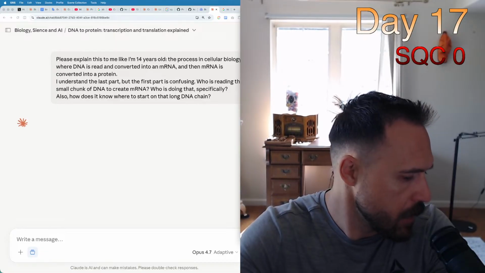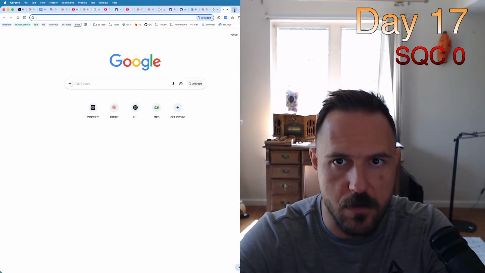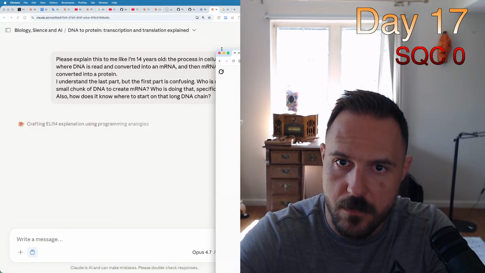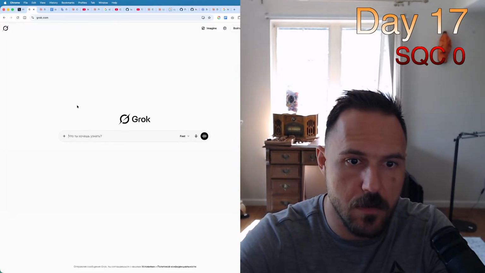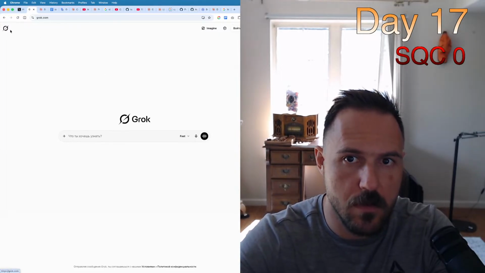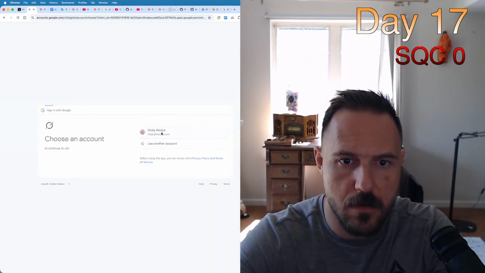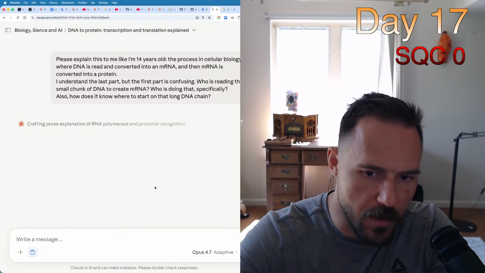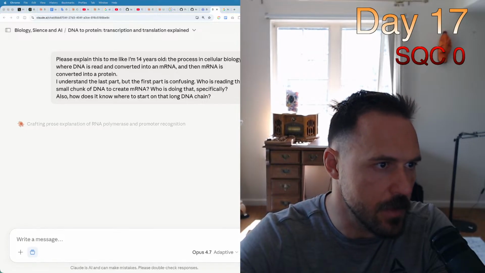It's going to be interesting. Let's dive into it. Also, where's my Grok? I need to open Grok. That's my Grok. Again. Yep. I think it's taking so long. 4.7 Adaptive. Taking its sweet time.